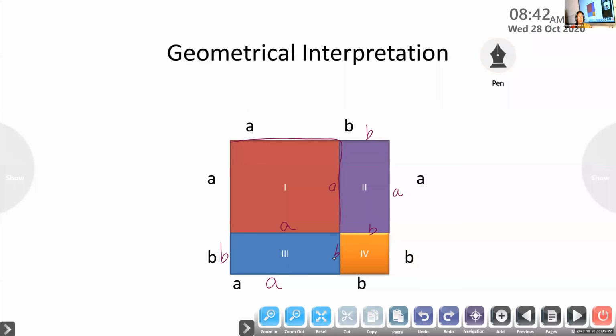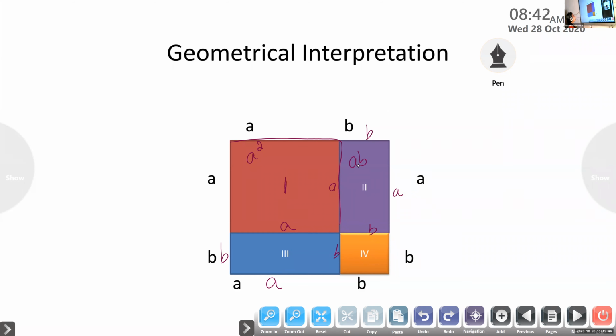The first one is a square. So what is its area? Area of this first figure? A square. So this will be A square, side into side, A square. And what will be the area of this second figure, a rectangle whose length is A and breadth is B? So what is the area? A into B. So this is AB.